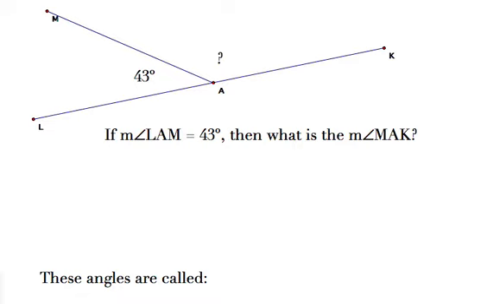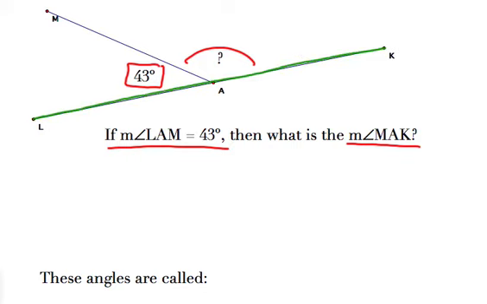So if we're looking up here, remember how we name angles, okay? So it's telling us the measure of angle LAM is 43 degrees. It tells us this in the problem and also tells us this right here. So it tells us twice, okay? And then we want to know what is the measure of MAK. So MAK is where this question mark is over here, okay? Now, the piece of information that's going to be key is that we have angle LAK right here also.